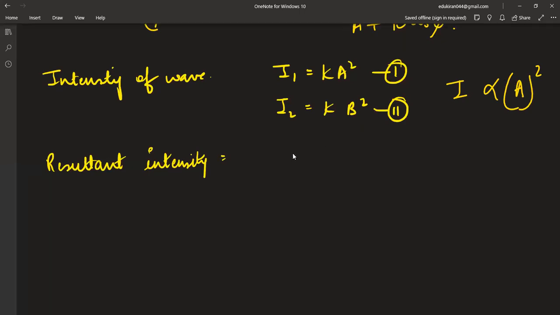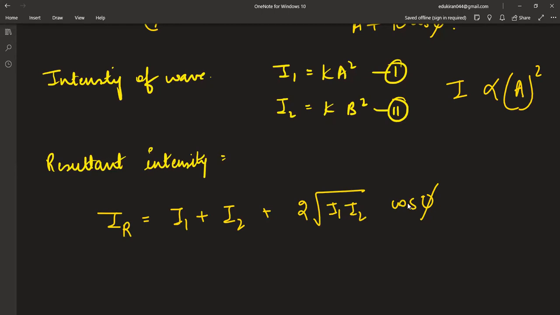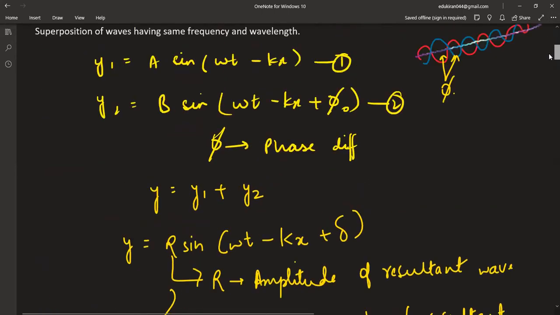But when we are talking about the resultant intensity, the resultant intensity is written as I1 plus I2 plus 2 root I1 I2 cos phi. This is how the resultant intensity is written. Write down all these things.